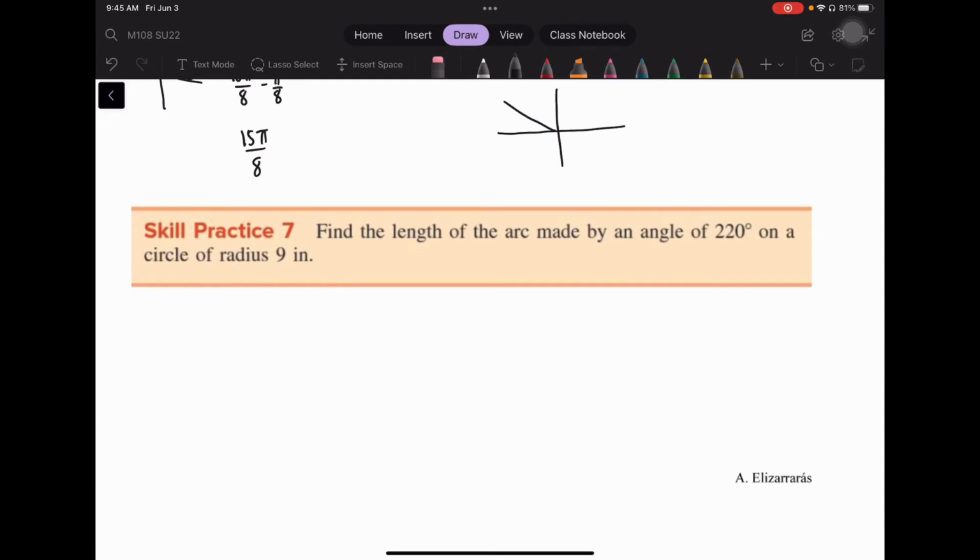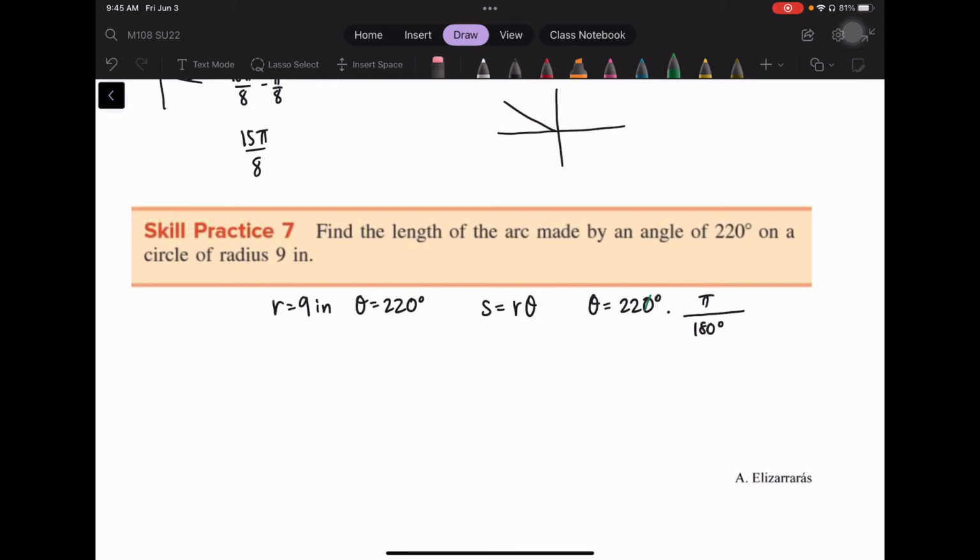I want to find the arc length made by an angle of 220 degrees on a circle of radius 9. So they're telling me the radius is 9 inches and theta is 220 degrees. I know that the formula for arc length is radius times theta, so it would be cool if I could just do 9 times 220. But the important thing about an arc length is that it needs to be in radians. So in order to do this problem, I need to take 220 degrees and convert it to radians, which is multiplying by pi over 180 degrees.